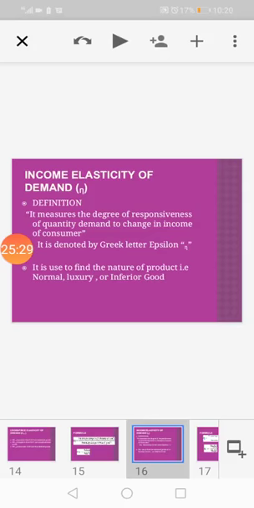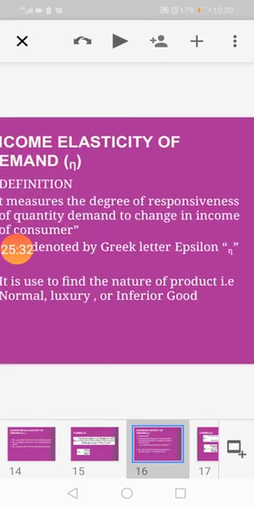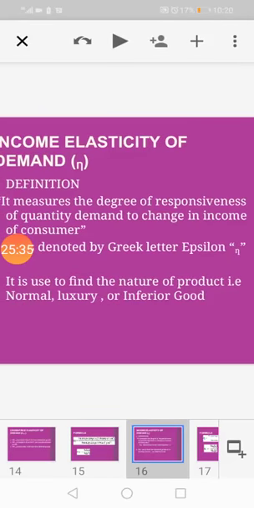And how do we define it? It measures the degree of responsiveness of demand to change in income of the consumer, and it is denoted by a Greek letter nu. Sorry, I made a mistake earlier, it is not epsilon. It is used to find the nature of the product, whether goods are normal, luxury, or inferior goods. So income elasticity of demand is used to find the nature of product, either superior good, luxury good, normal good, or inferior good.